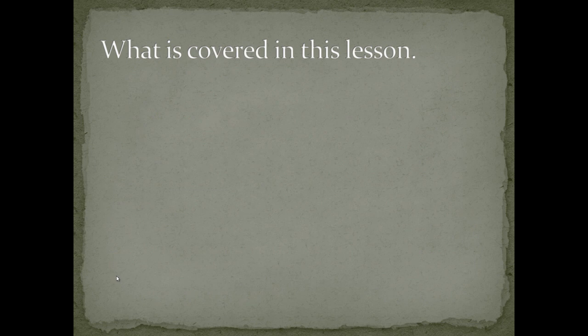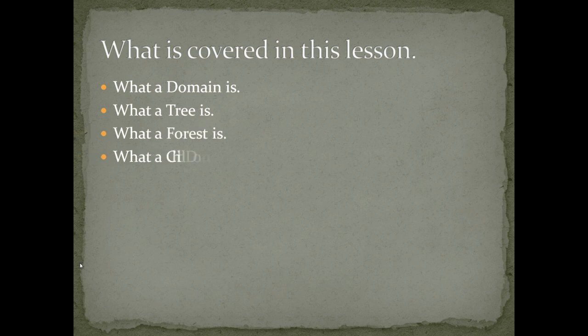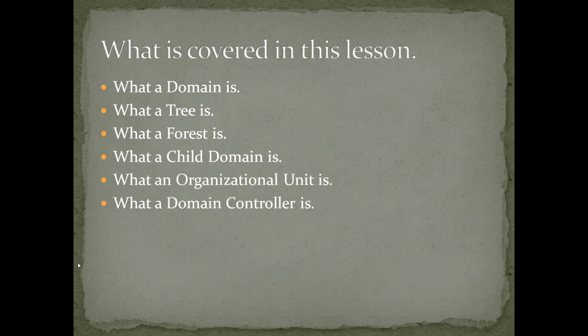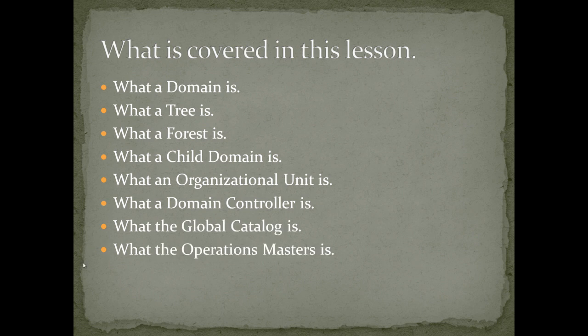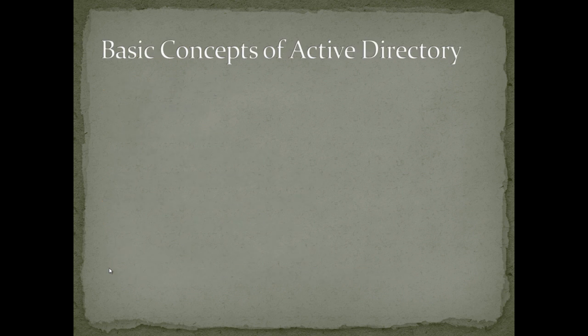Okay, so next, what we're going to cover today. We're going to cover what a domain is, what a tree is, what a forest is, what a child domain is, what an organizational unit is, what a domain controller is, the global catalog server, the operations masters, and installing Active Directory domain services. So that's what we're going to cover today in this video. If you already know what they are, feel free to skip to the end or skip until you see the non-PowerPoint presentation here.